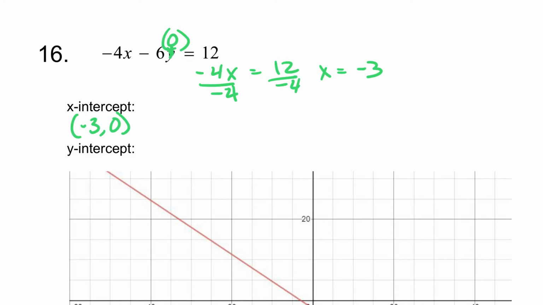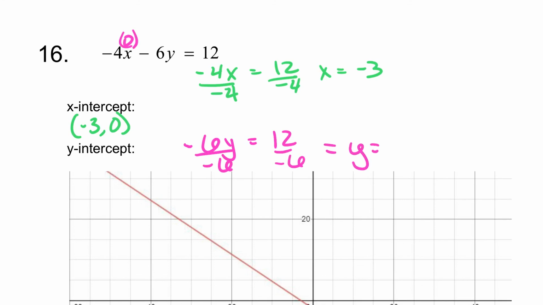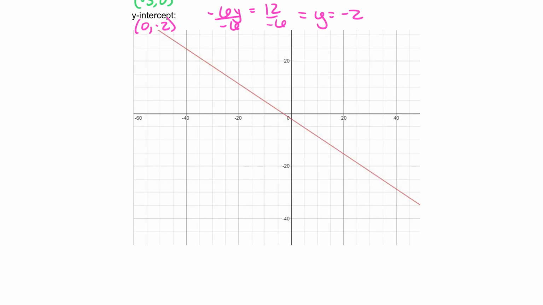And then my y-intercept is when x is 0. So I'm going to plug in a 0 for that. And I get negative 6y is equal to 12. Divide by negative 6. I get y is equal to negative 2. And my y-intercept is at (0, -2). And then here's the picture of the graph of that line.